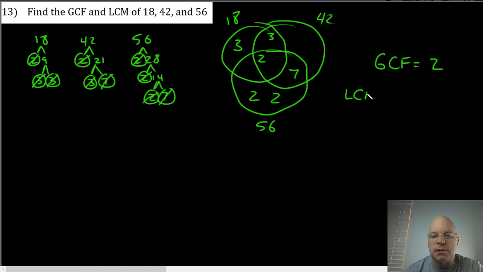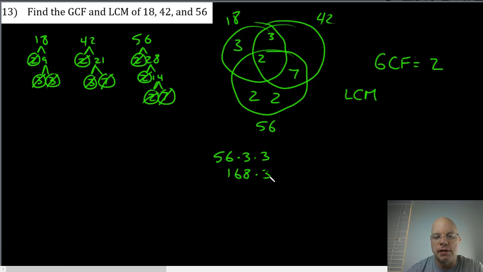The LCM is the product of the prime factors in the union, so all of these prime factors multiplied together. But I can save myself some trouble by realizing that these 4 prime factors already multiply together to give me a product of 56. So I can just multiply that 56 by the prime factors that are outside of the 56 circle. So 56 multiplied by 3 multiplied by 3. 56 tripled is 168.